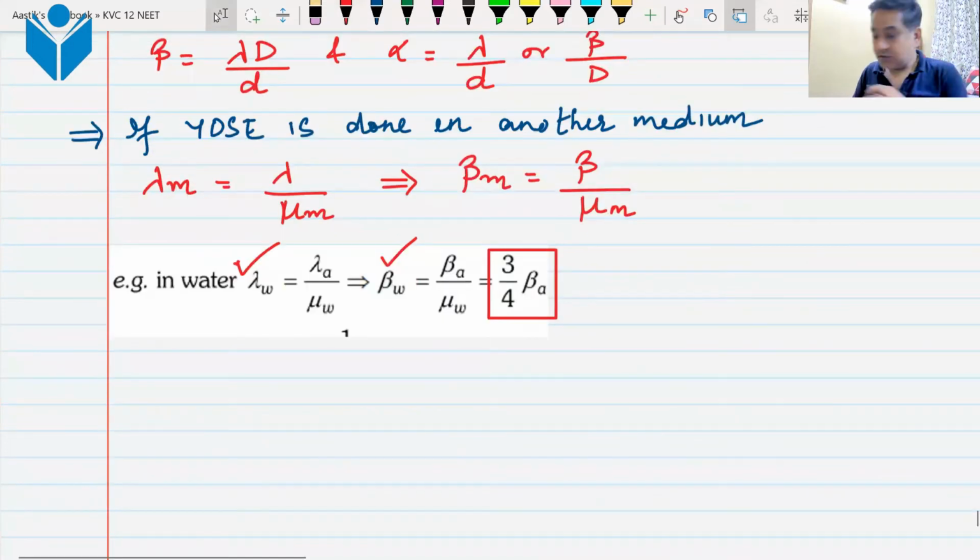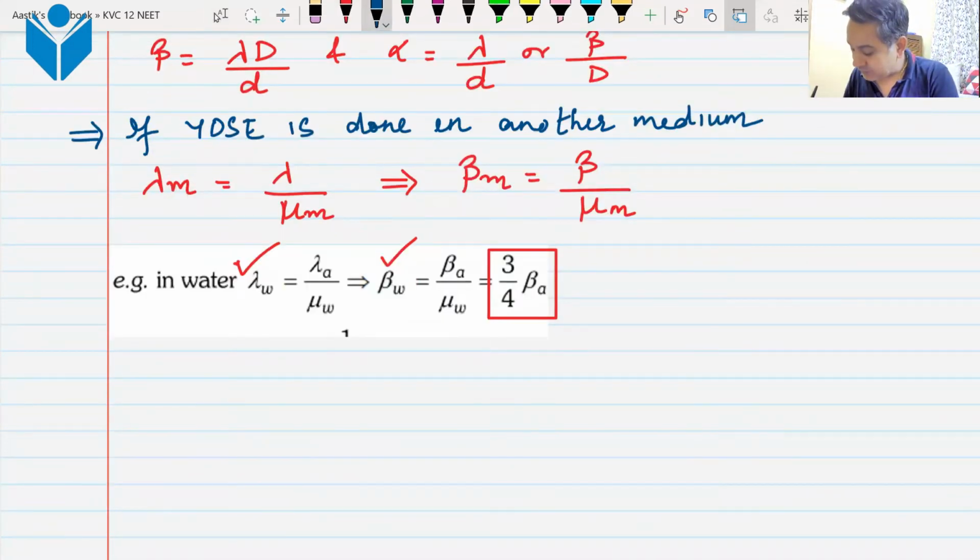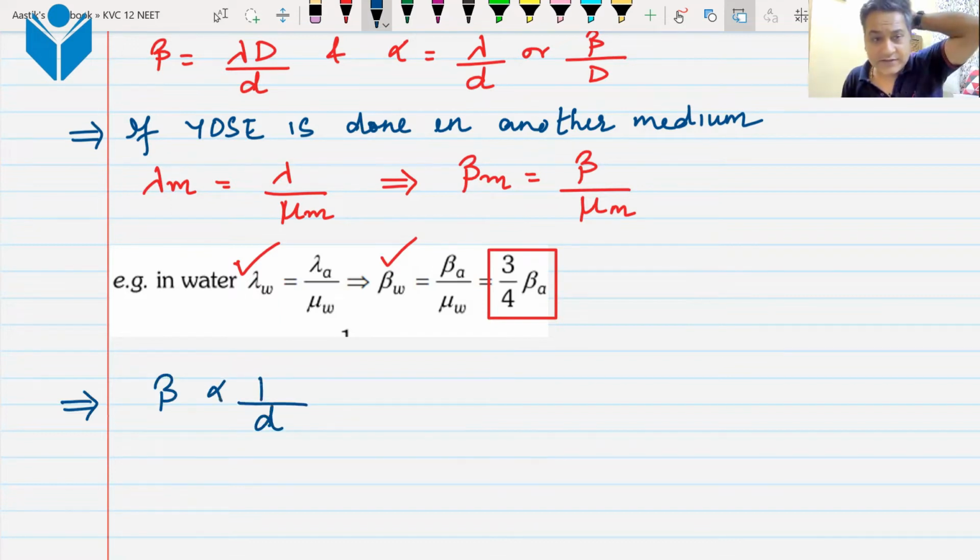Moving on to the third point. This beta is inversely proportional to d. That means if you decrease the separation between the two slits, beta increases. If you increase the separation, beta decreases. Do you understand this?